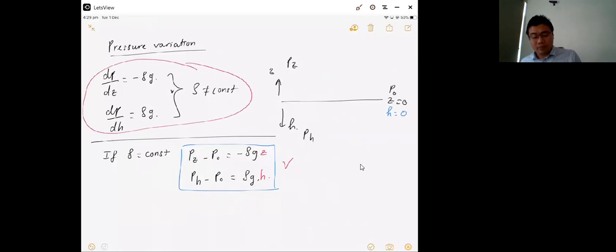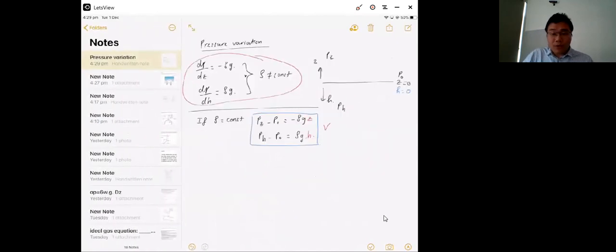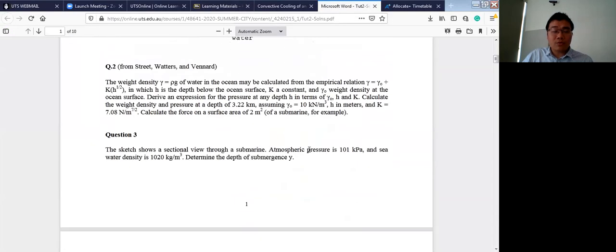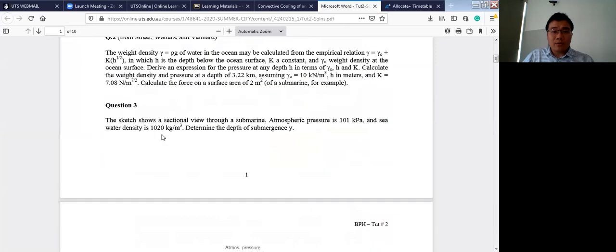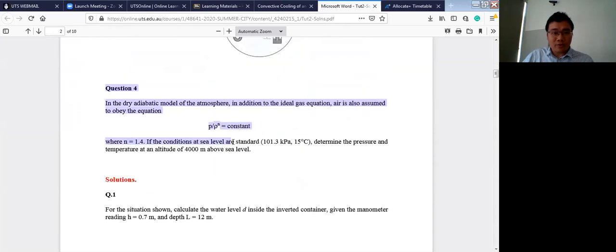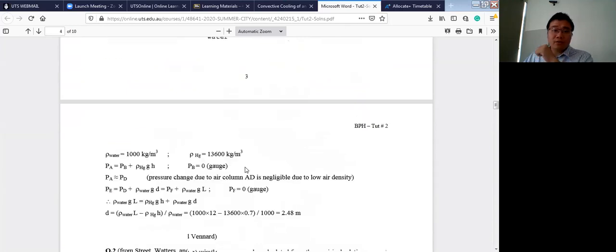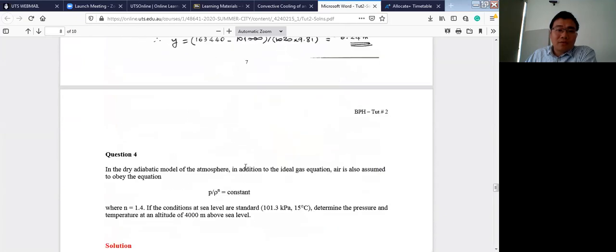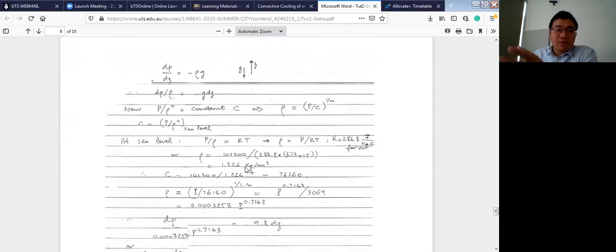And now I will give you one question about the original equation when the density is not constant. So we have to use dP over dz equal to minus rho g, or dP over ds equal to rho g. This is question 3 and 4 in tutorial 2. We will work out question 2 and question 4. You can try to read by yourself, and actually all the solutions you have in this document already.